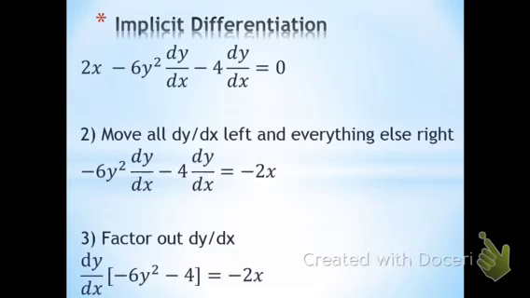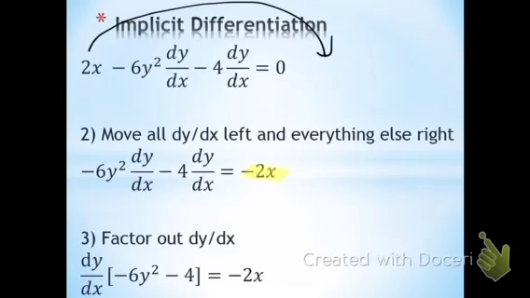Once we get to this point, we need to finish it up. It's going to be very similar to Algebra 1 type problems where we have more than one letter and we get them all on the left-hand side and then undistribute. We're going to move all of our dy dx's to the left-hand side, everything else to the right, and then we're going to undistribute. So the 2x comes over here, and we have it right there. The negative 6y squared and the negative 4 dy were already on the left-hand side, so we left them where they're at. And so we have all our dy dx on the left, and everything else on the right.